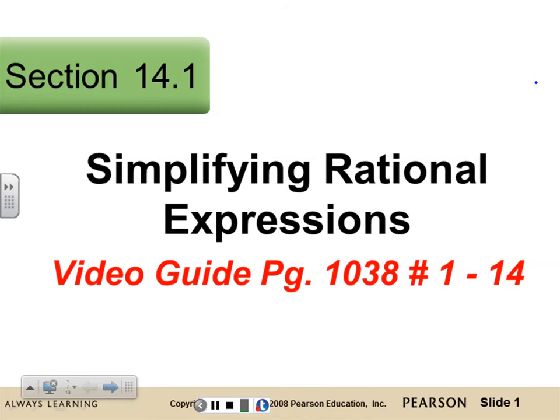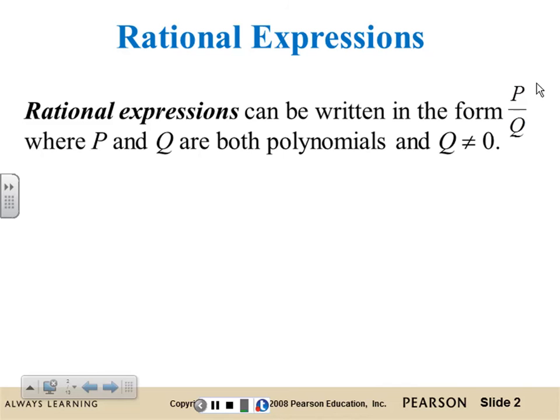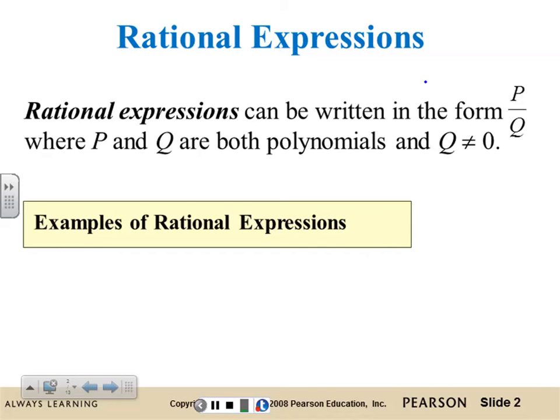Simplifying rational expressions. Rational expressions are basically polynomials that are written in fraction form. So you have p over q, where p and q are both polynomials. And polynomials are something like what we've talked about before: monomials, binomials, trinomials, and so on and so forth.